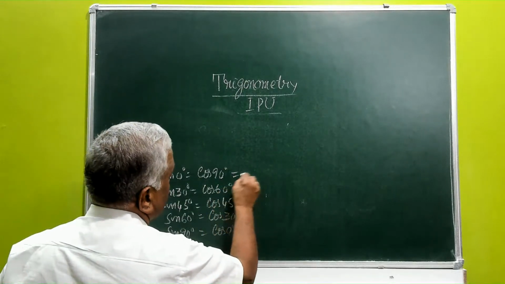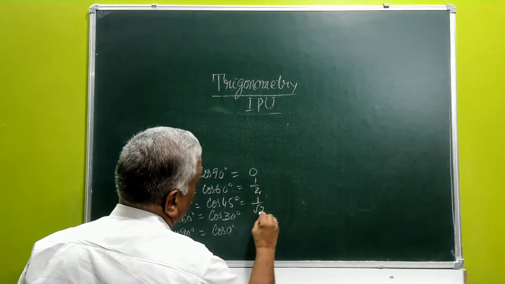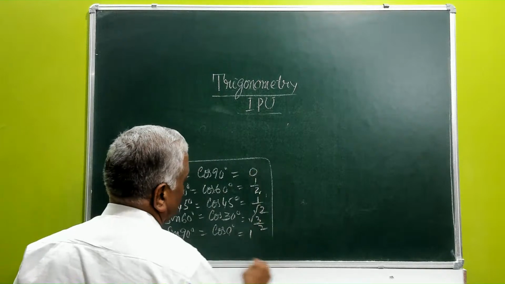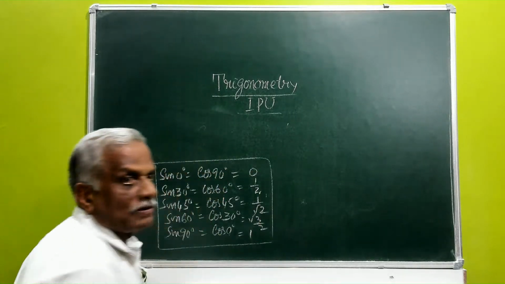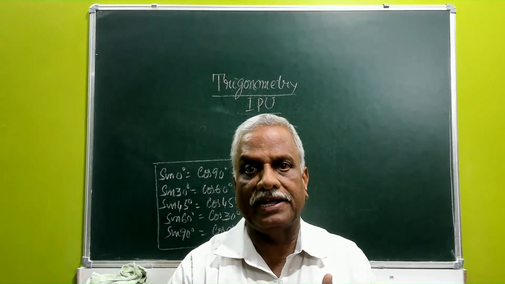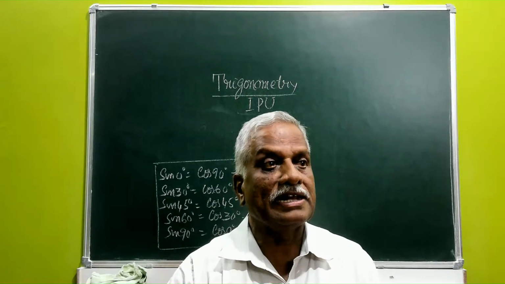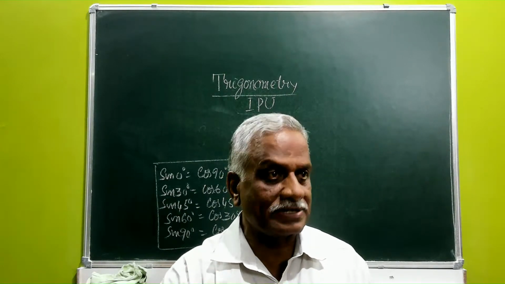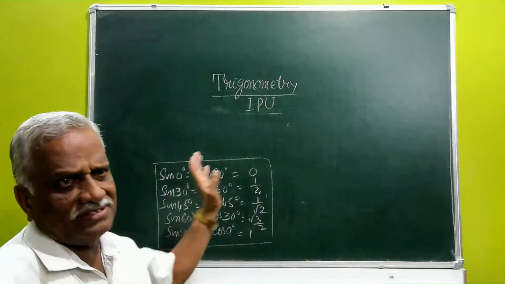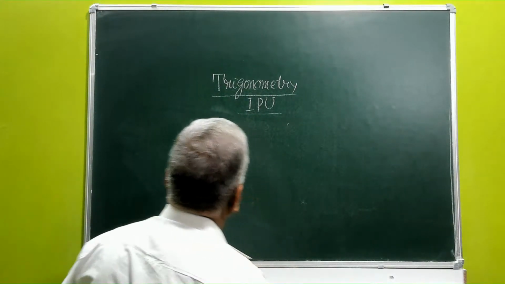So you should remember this. Sine 0 is 0, sine 30 is 1 by 2, sine 45 is 1 by root 2, sine 60 is root 3 by 2, sine 90 is 1. So what I am suggesting is, just remember 5 formulas: sine 0, sine 30, sine 45, sine 60, and sine 90. Once I know sine 30, I also know cos 60, complementary angles. Now, you can work any problem based on this. The most important and difficult concept is allied angles.